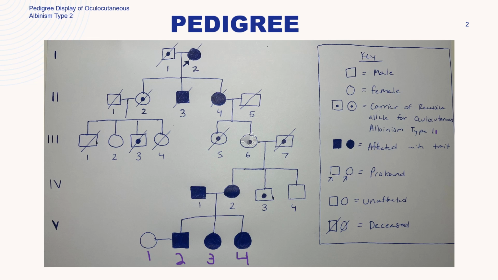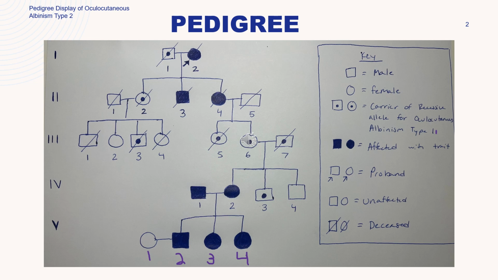Two carriers reproducing will have a 25% chance of producing a homozygous unaffected child with the genotype AA, a 50% chance of a heterozygous carrier with the genotype Aa, and then a 25% chance of a homozygous recessive with the genotype aa. That individual would have OCA type 2. This couple ends up having 3 children, 1 female with albinism, meaning they have an aa genotype, 1 carrier male, and then 1 unaffected male.